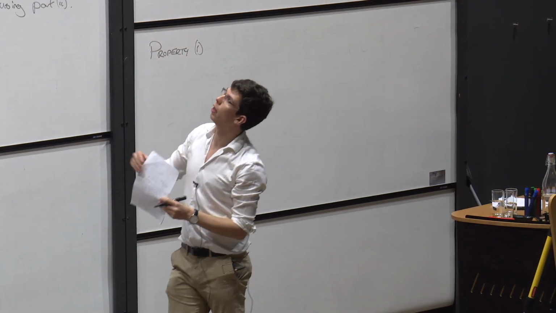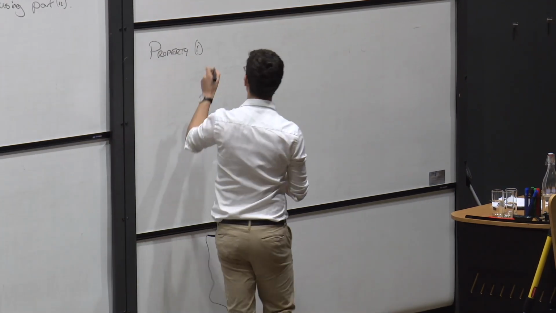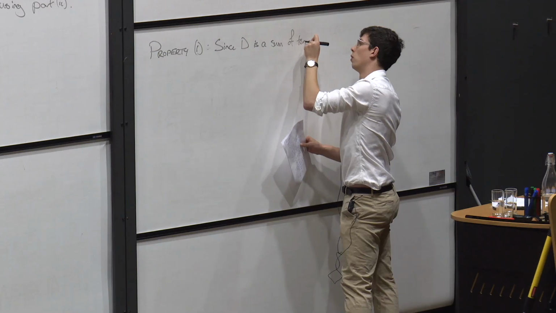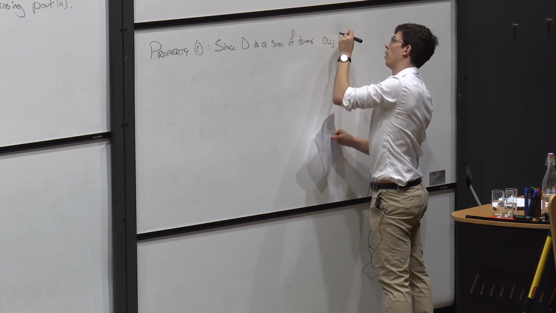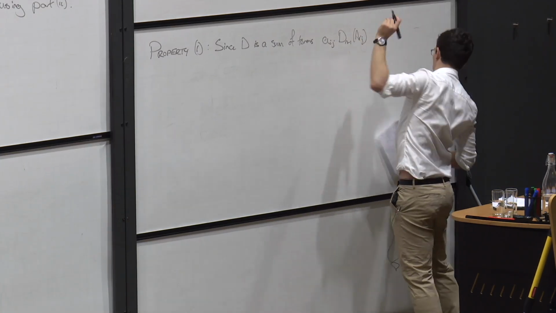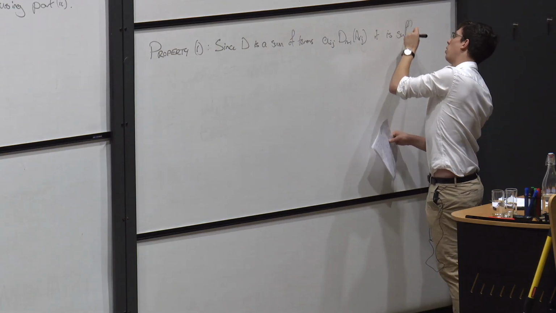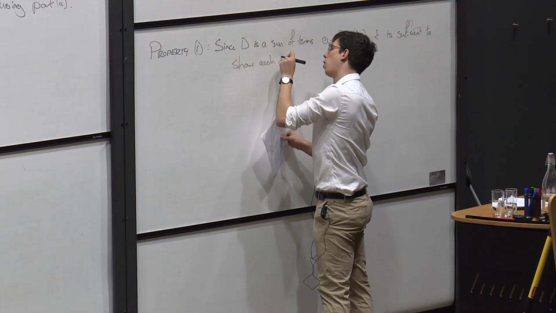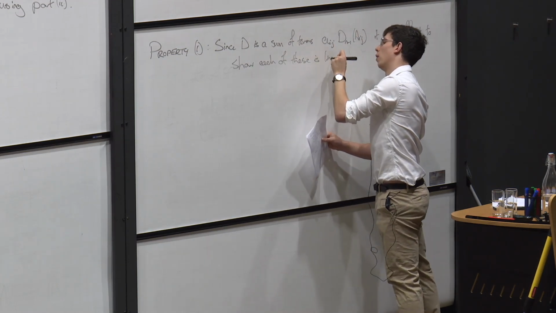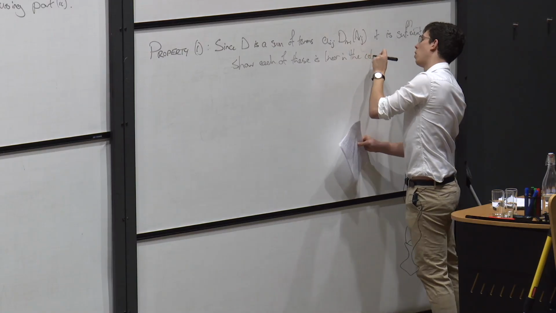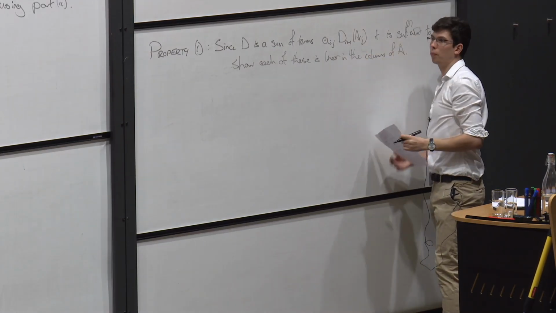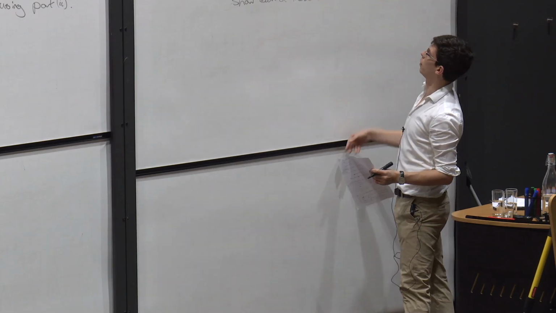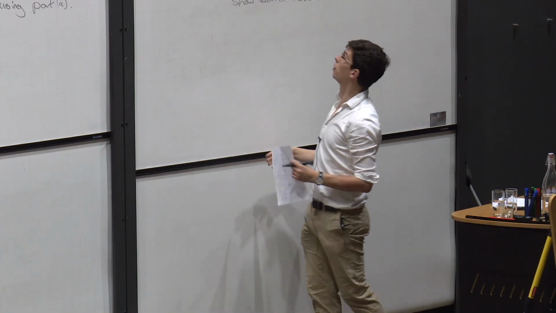So we'd like to show that D is linear in each column. So since D is a sum of terms aij D n minus 1 of capital Aij, it is sufficient to show each of these is linear in the columns. Okay, so I just need to show that each of these different quantities aij D n minus 1 of capital Aij is linear in the columns.